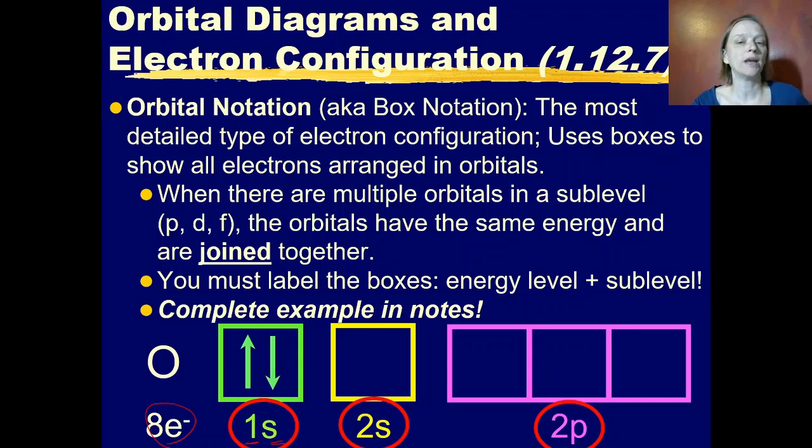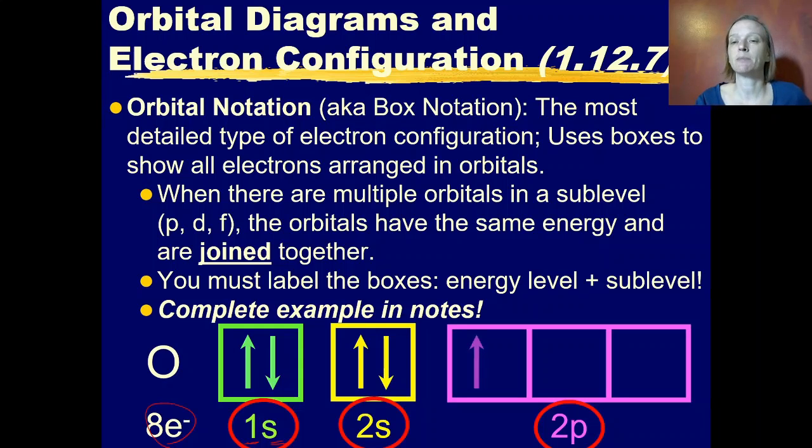First, I fill the 1s sublevel. It takes 2 electrons to fill that 1s sublevel. Now that sublevel is full. So the 3rd electron I place has to go in the next lowest available energy level. That's the 2s. 2s comes next. Again, we fill up the 2s sublevel. So now I've placed 4 electrons. I've got 4 more to go.